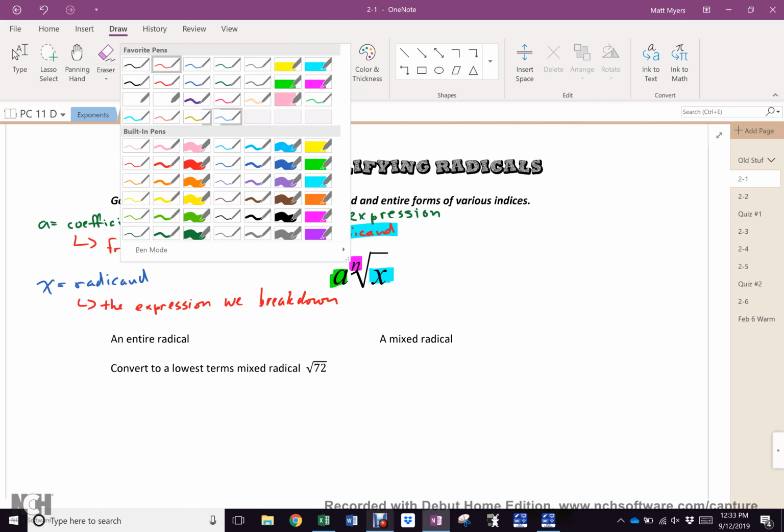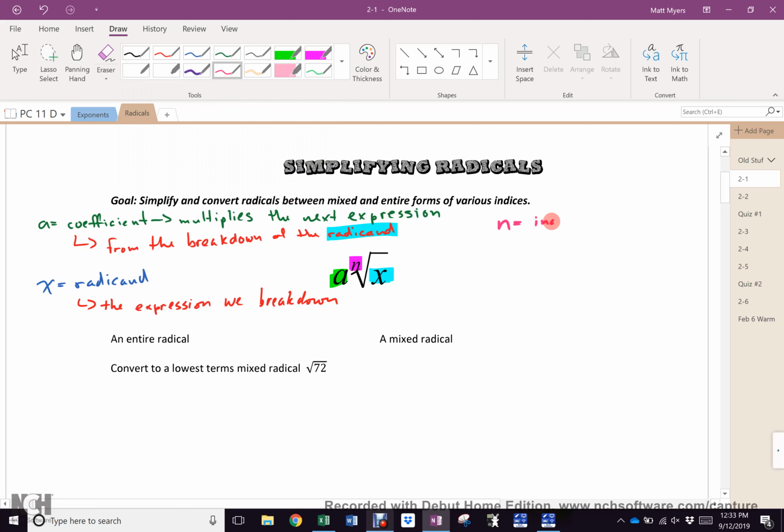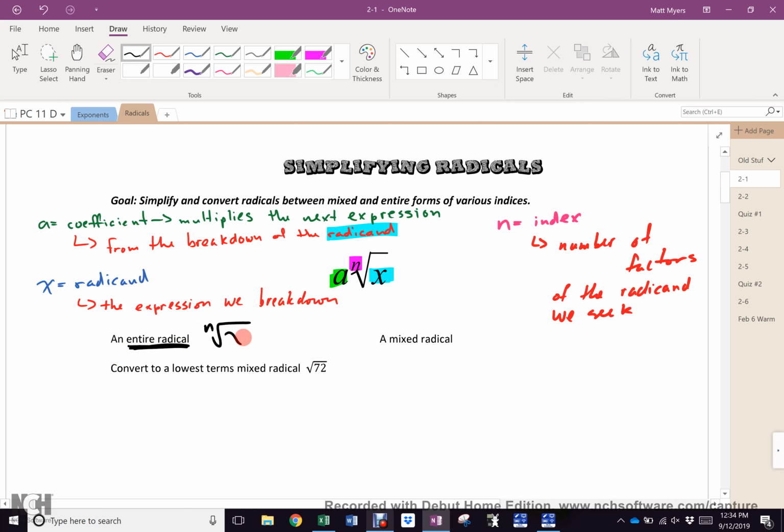And of course, the last one there, N, is the index. And the index, we remember, is the number of factors of the radicand we seek. Okay, you all know this already. It's no big deal. It's not news to anybody. An entire radical is radical sign, index, radicand. A mixed radical is coefficient, index, radicand.